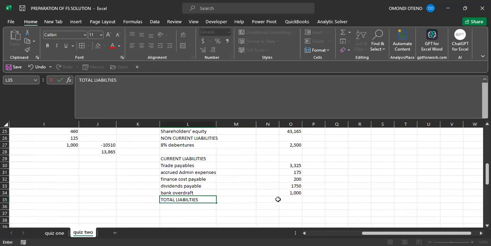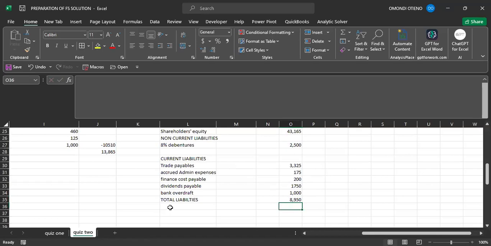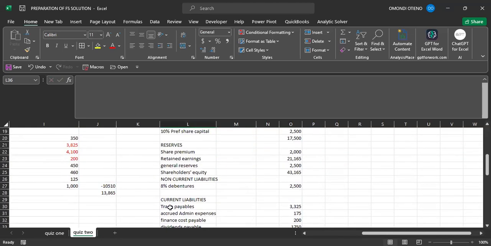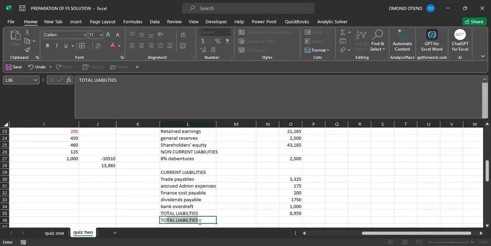Total liabilities. So total liabilities here, we get current plus non-current liabilities. That is giving us this figure. Then we do the final one, total equities and liabilities. Total liabilities and equity.